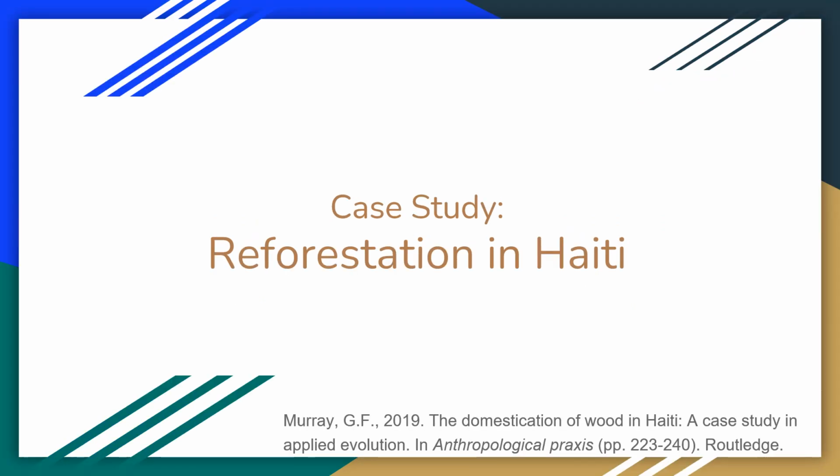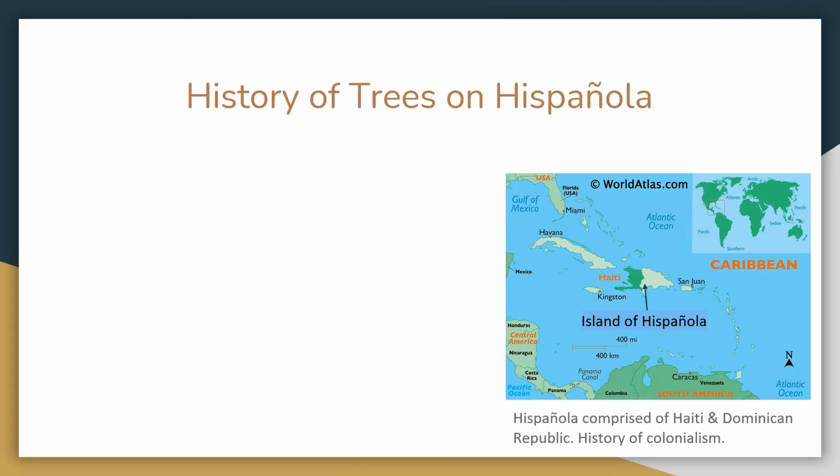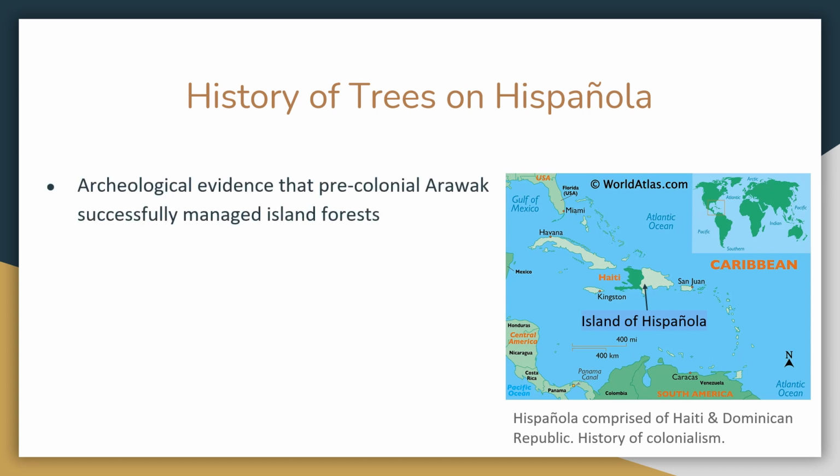Consider reforestation efforts in the country of Haiti. Haiti occupies the western part of the island of Hispaniola featured here on the map of the Caribbean. Haiti is the part of this island that was colonized by the French, while the eastern side of the island, present-day Dominican Republic, was colonized by Spain. There is archaeological evidence that the pre-colonial Arawak peoples of Hispaniola successfully managed island forests.